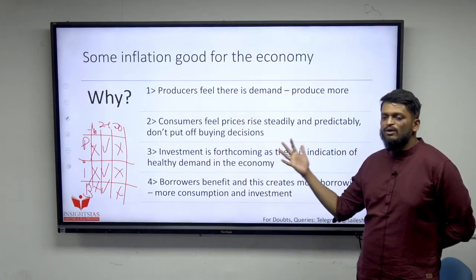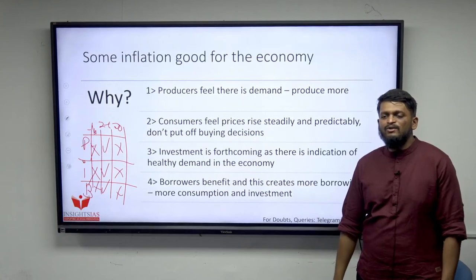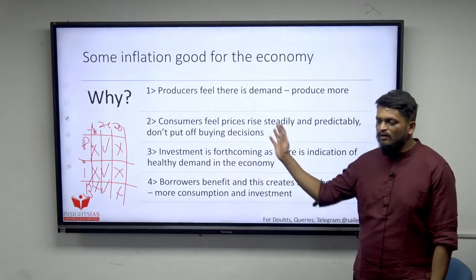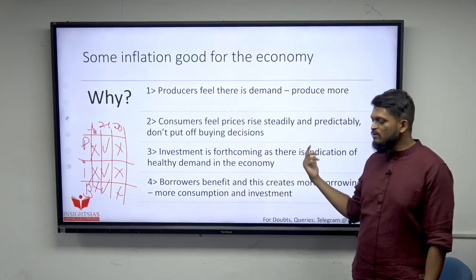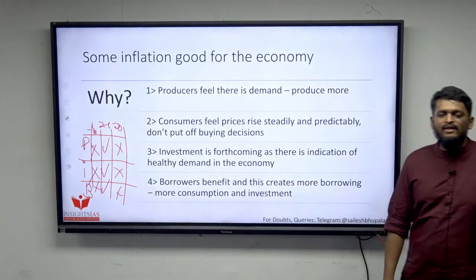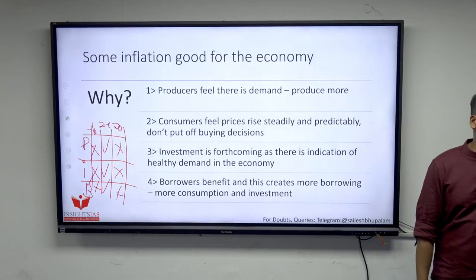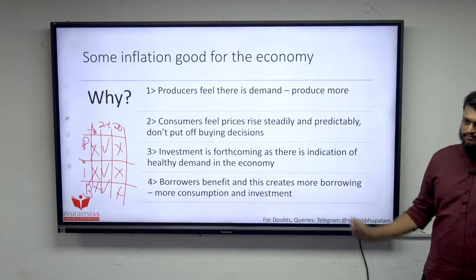If it goes too high or too low, this is why we call it overheating of the economy or freezing of the economy. When it freezes, there is no virtuous cycle. When it overheats also, there is no virtuous cycle. There is an optimum engine temperature. There is an optimum level of inflation where the virtuous cycle works.